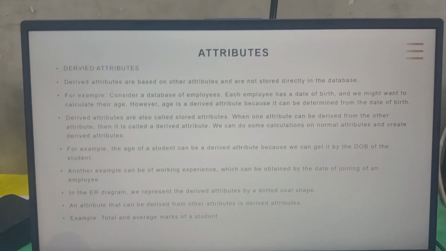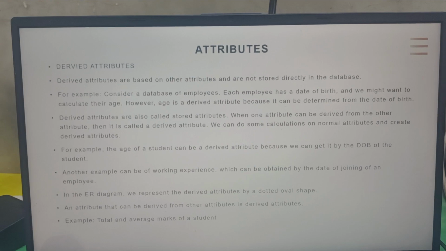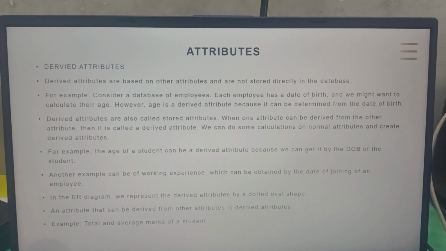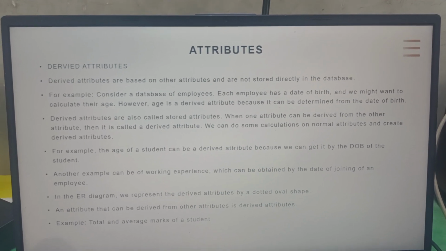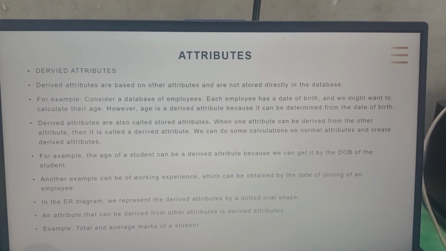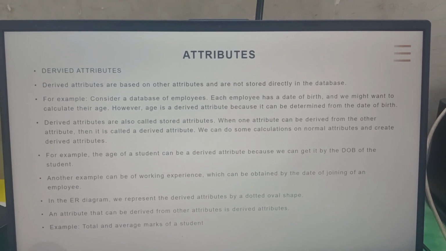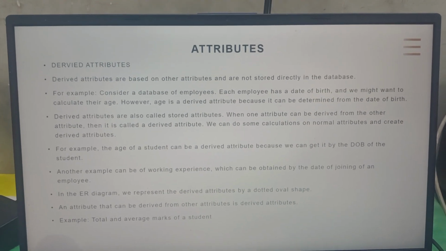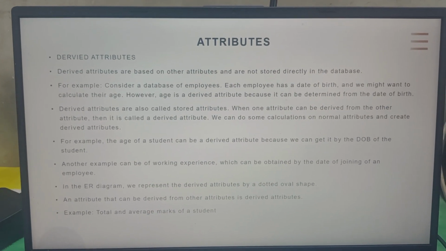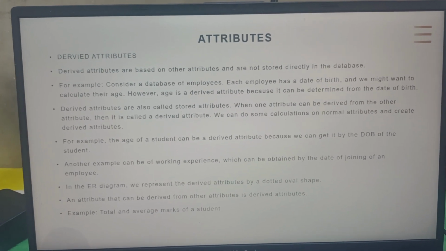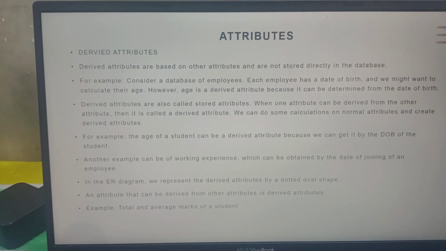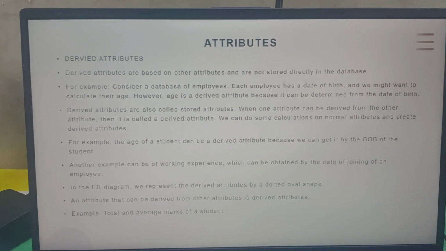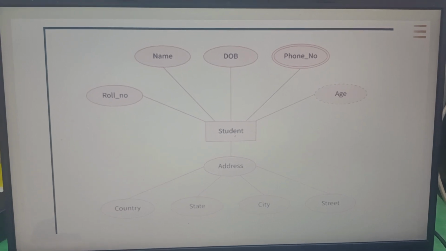And the another attribute is derived attribute. Derived attributes are based on the other attributes and are not stored directly in the database. For example, consider a database of employees. Each employee has a date of birth and we might calculate their age. However, age is a derived attribute because it can be determined from the date of birth. For example, the age of a student can be a derived attribute because we can get it by the date of birth of the student. An attribute that can be derived from other attributes is a derived attribute. Example, total and average marks of student. And this is the example for attributes.